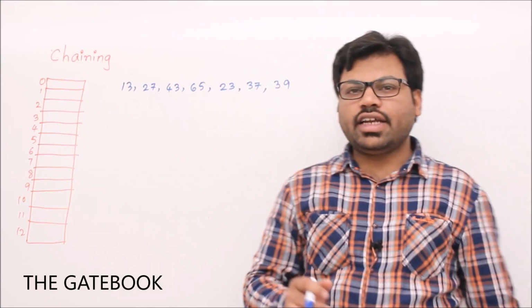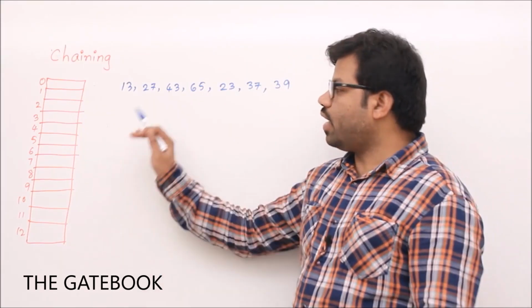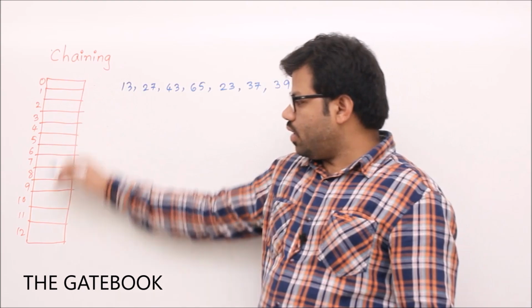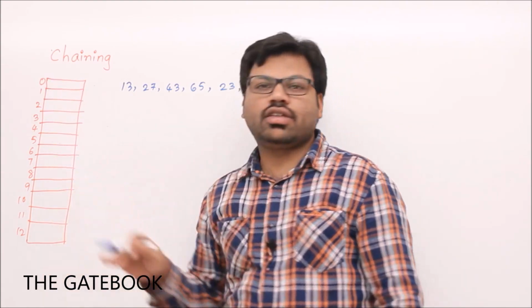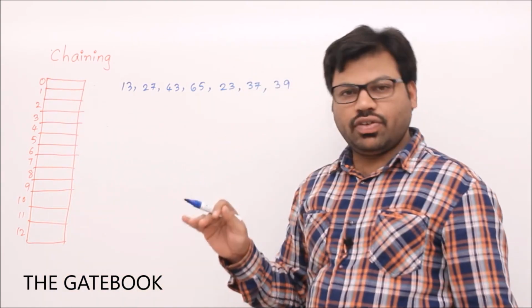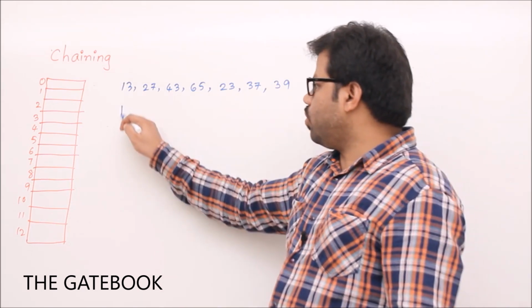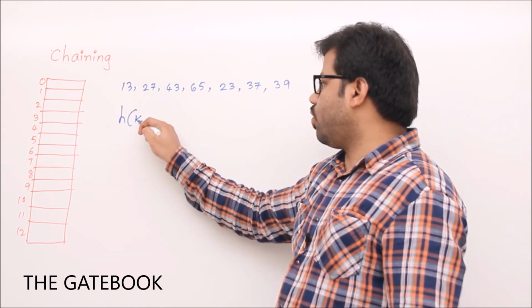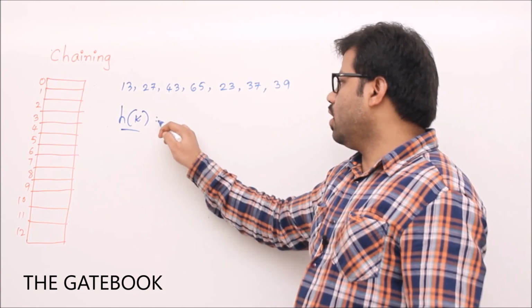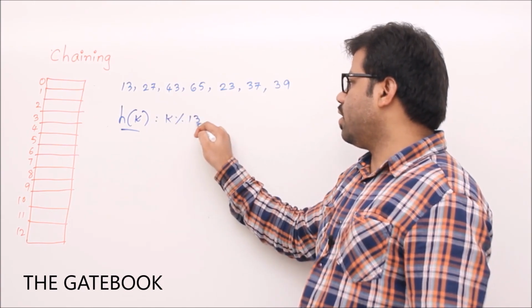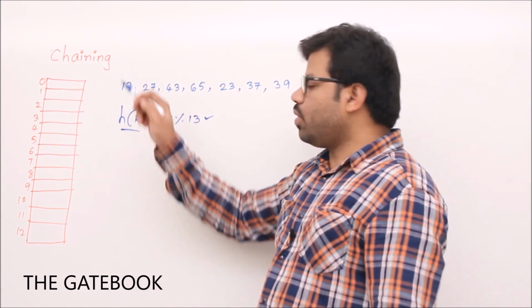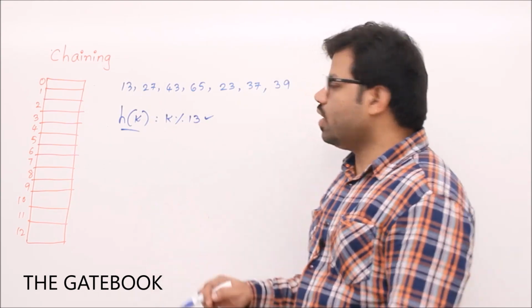We'll see chaining. In chaining, we are going to maintain a linked list on every array location. We'll see how to maintain this linked list with an example. I am using a hash function h(k) = k % 13. Let's see the example. Insertion in the chaining model works like this.